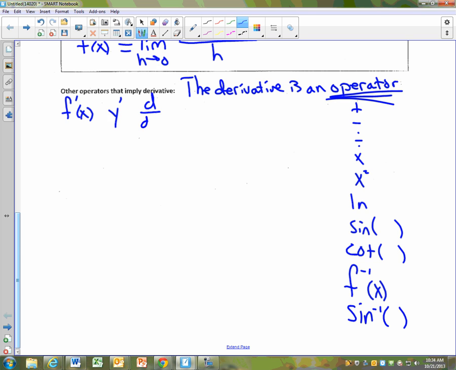You might see d over dx. That's very common. That also means that you're taking a derivative. You might see dy over dx. You might also see, I had to look in a book to find some of the others, so it tells you how much they actually use them. You might see that, or that, or that. These first four are the most common.